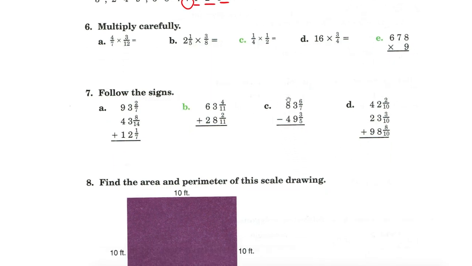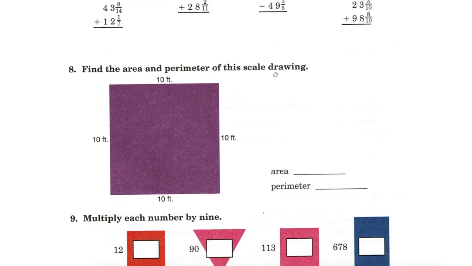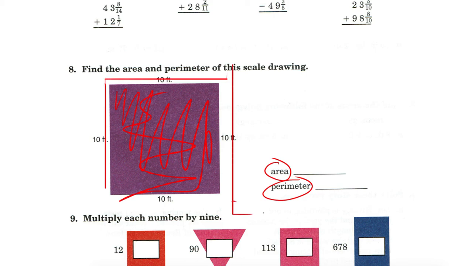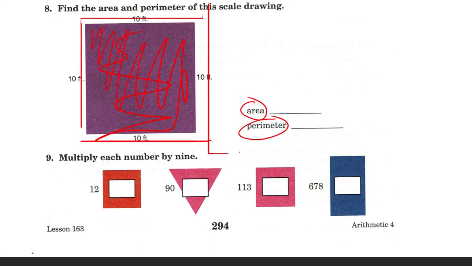Pretty straightforward. Find the area and perimeter of the scale drawing. Remember, for area, you're measuring this whole entire purple part. And for perimeter, you are measuring the distance around the square here. Make sure you write the correct square units. Square what for your answer here?